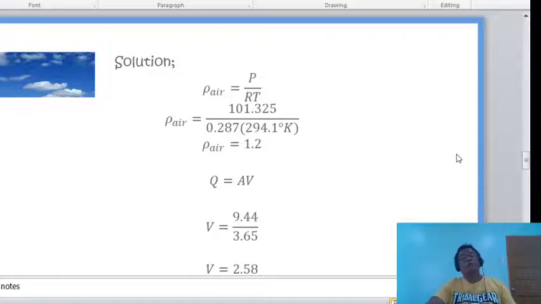Solution now, class. Density of air is equal to P over RT. Substituting values now, 101.325, 0.287, and 294.1. The density of air now is 1.2. Take note, class, this is a standard density of air. Getting now the velocity, that is Q equals area times velocity. So velocity now, class, is 2.58 meter per second.